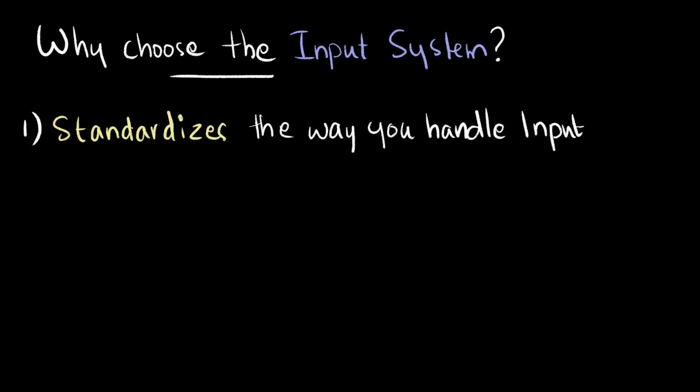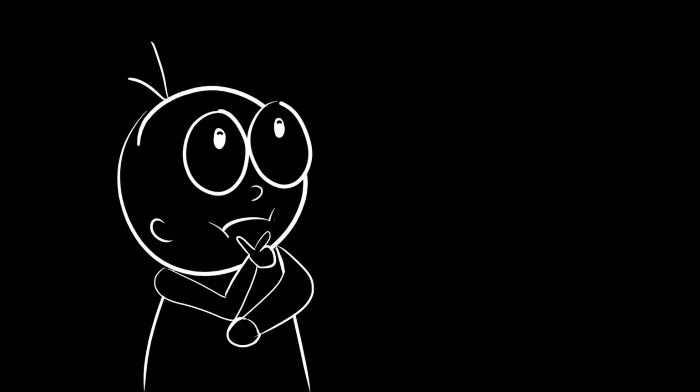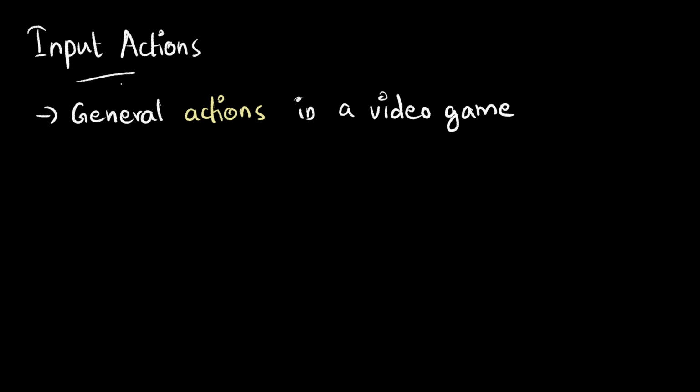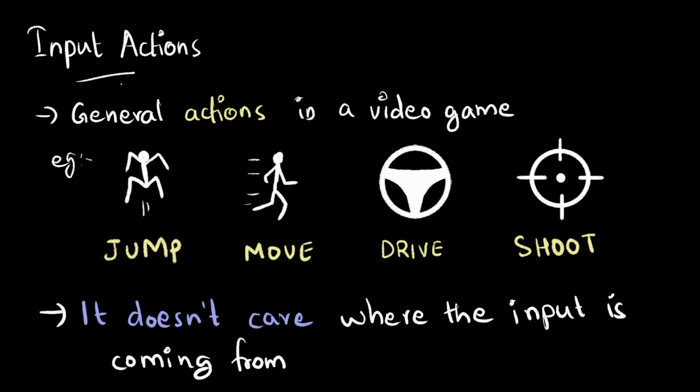The second reason why we choose the input system is because it creates an efficient system even across different platforms. Now what does that mean? In order to understand that, you need to know about input actions. Now, input actions are simply general actions that you perform in a video game, like jump, move, drive, and shoot. Now, the best thing about these actions is that they don't care where the input is coming from.